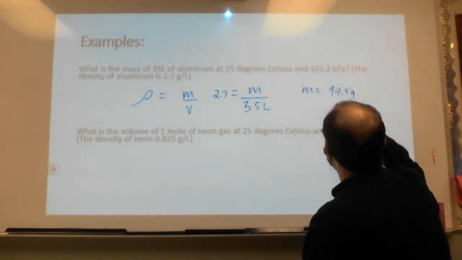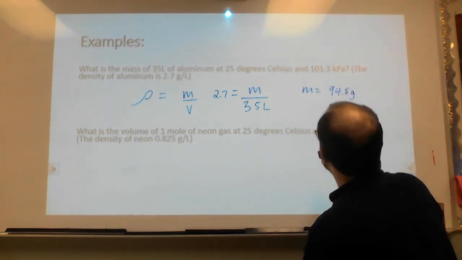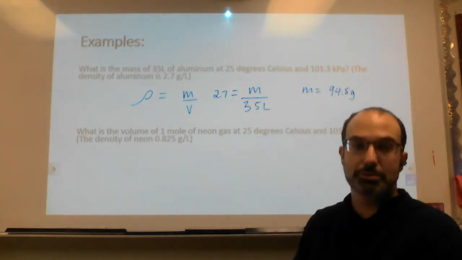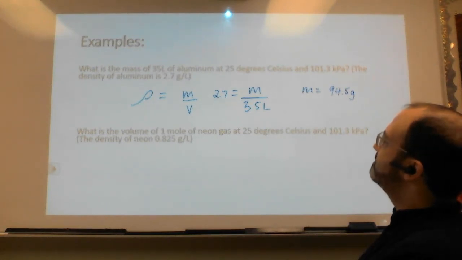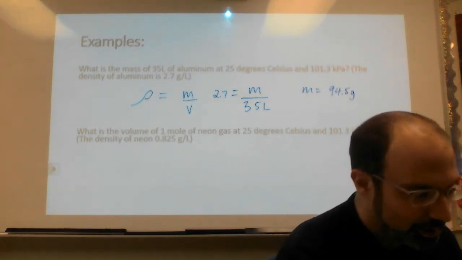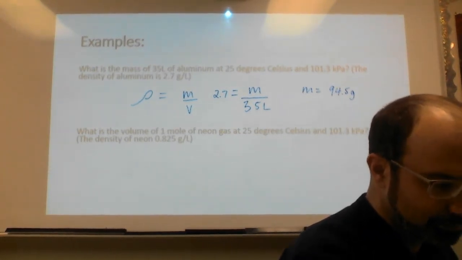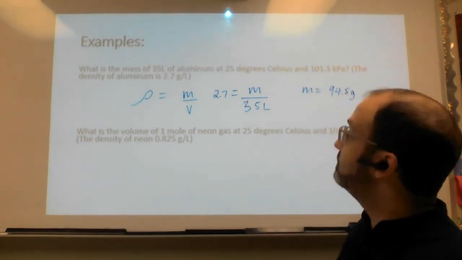94.5 grams. So we have 94.5 grams of aluminum in 35 liters of aluminum. That seems like an awful lot, to be honest. Makes me wonder. Well, let's do the next one.